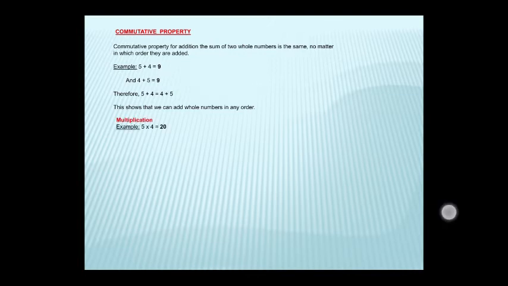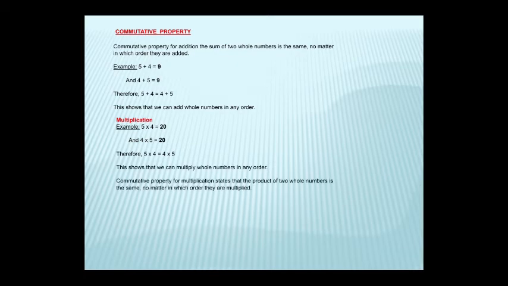Multiplication. If you see multiplication, 5 multiplied by 4, 5 fours are 20. And 4 multiplied by 5, you will get 20 only. Therefore, 5 multiplied by 4 equals 4 multiplied by 5 equals 20. So this shows that we can multiply whole numbers in any order. The commutative property for multiplication says that the product of two whole numbers is the same no matter in which order they are multiplied. If you change the order, the product remains the same. Then the commutative property holds good.